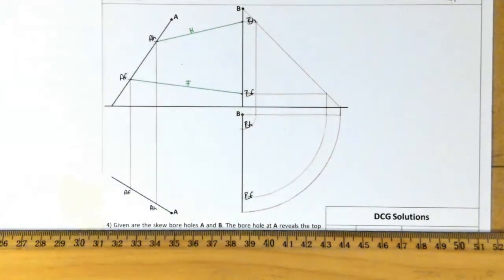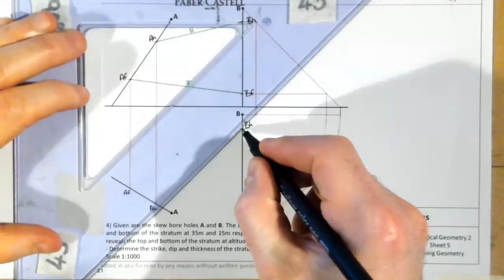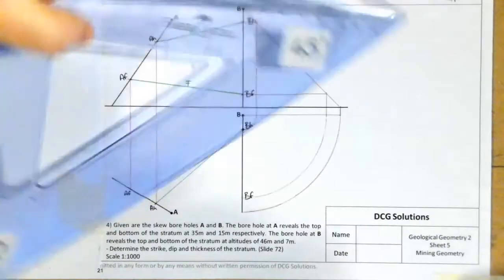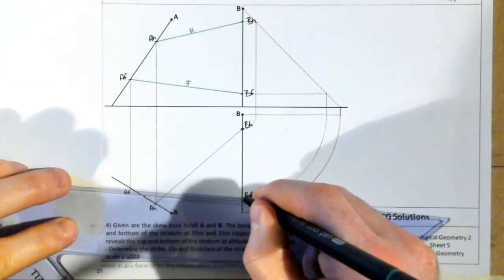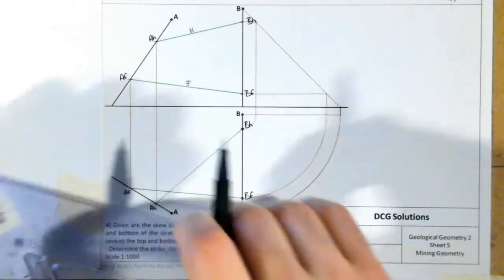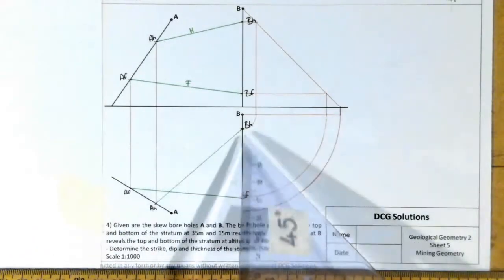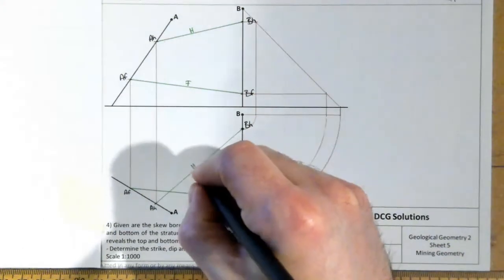So we know at this stage then, I'm going to get back to joining them up. So AH joins to BH. And AF joins to BF. Okay. Headwall, footwall, same thing. Headwall, footwall. I'll actually just put an H there as well. And an F there.